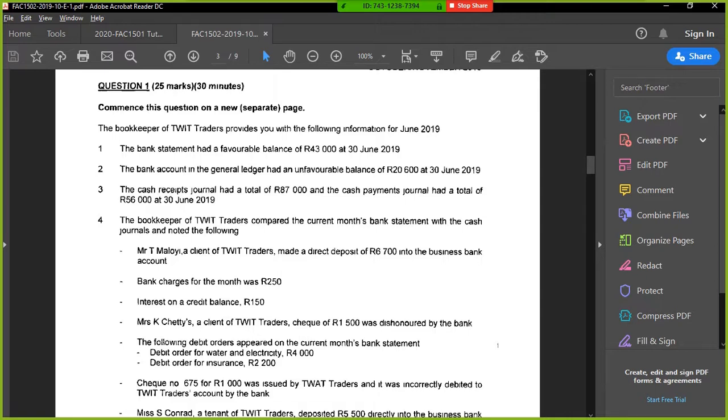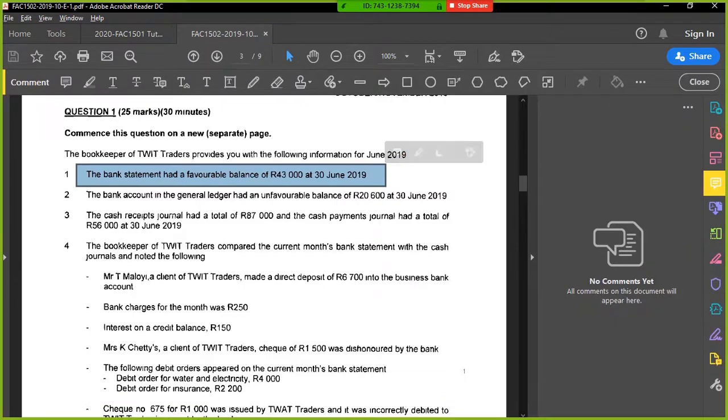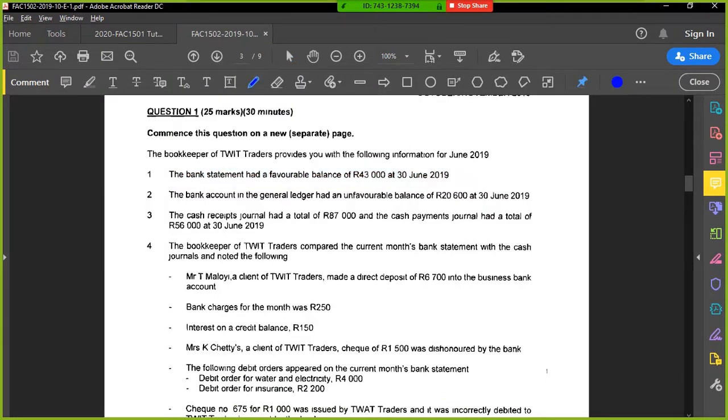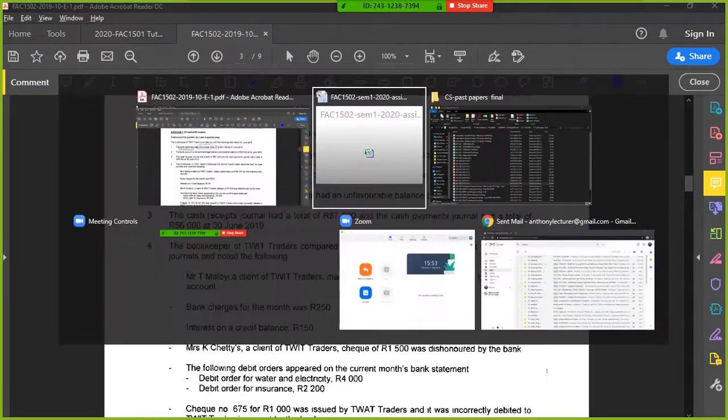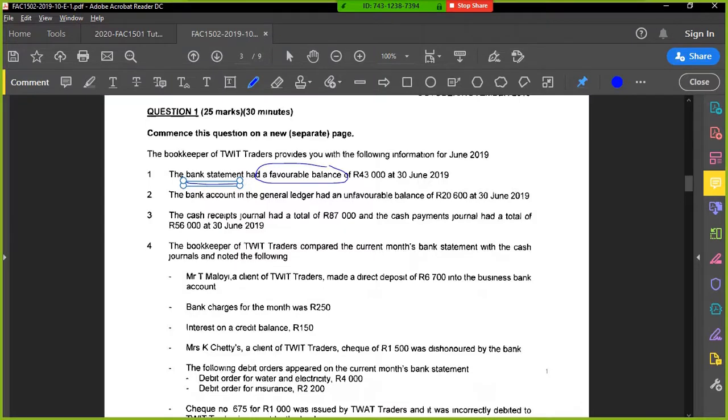Right, first bit. Bank statement, favorable bank balance. You tell me where we're going to put this. On the reconcile side. Very good. See, you're already getting it right. Bank statement, favorable balance. Which side, debit or credit? It's debit because it's favorable. No, it's the opposite. Credit. There we go. I know it in theory, but when it comes to applying it, I panic.